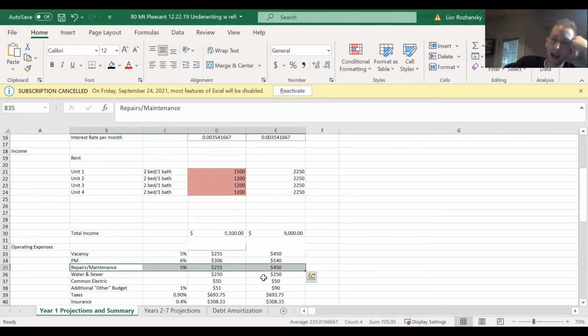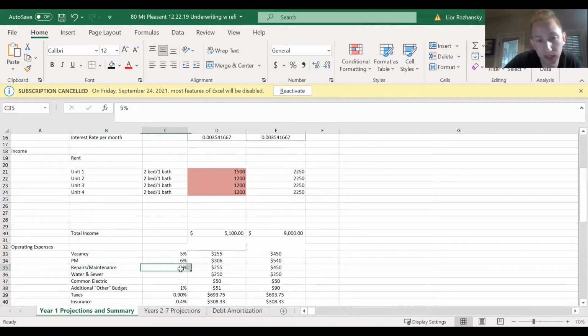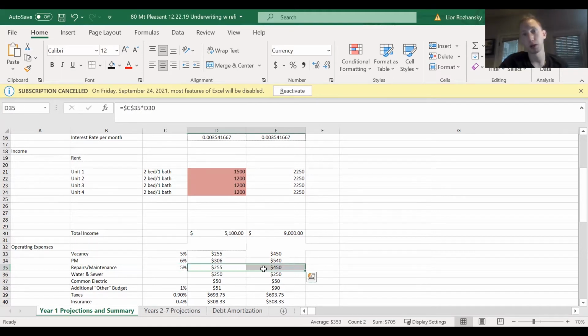And I will say I underwrote this deal probably 18 months ago now, a year and a half, almost 2 years ago. And technically, I did not do this the right way, and here's why I say that. When I underwrote this deal, I used this 5% line item, so basically 5% times the gross monthly rent roll to figure out my repairs and maintenance budget.